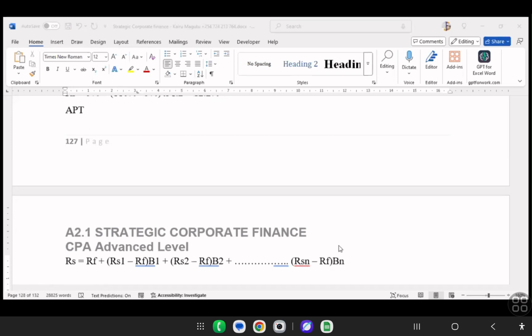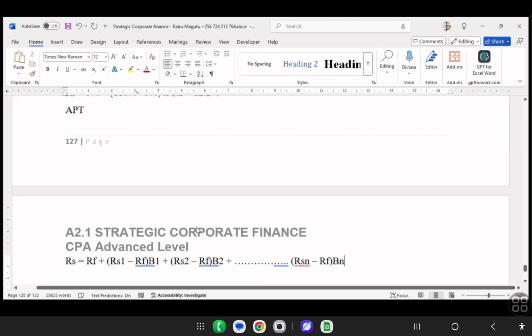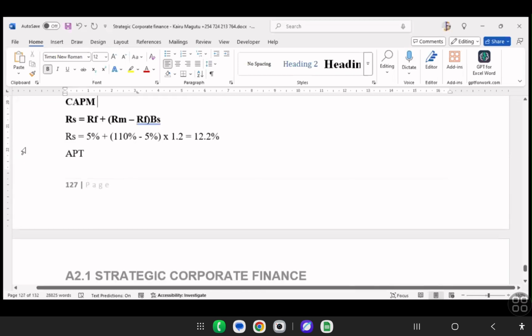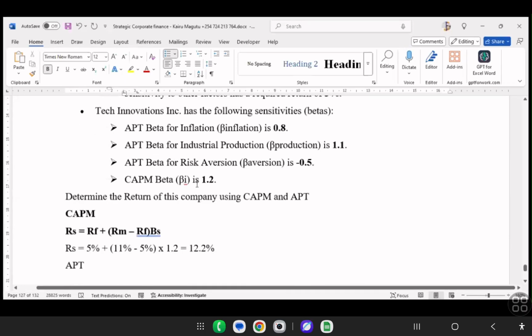So let's try to look at the question. We see what is in the question. I'm trying to see whether someone has a question. There's someone who says I don't know RM, 11%, not 110. Oh, I had given the expected return of the market, but I believe that is what you used.